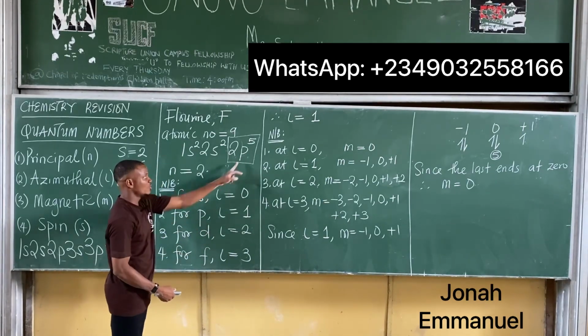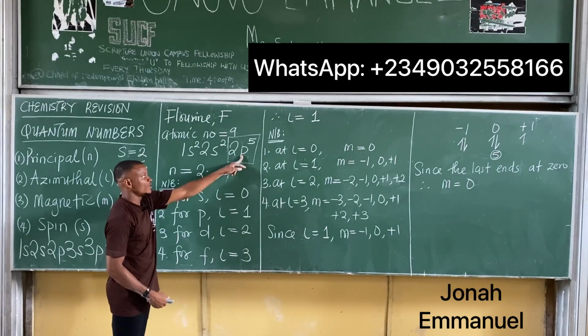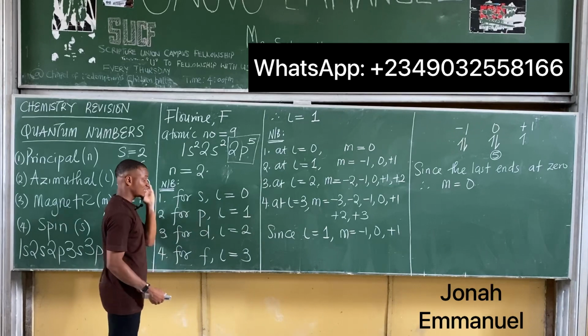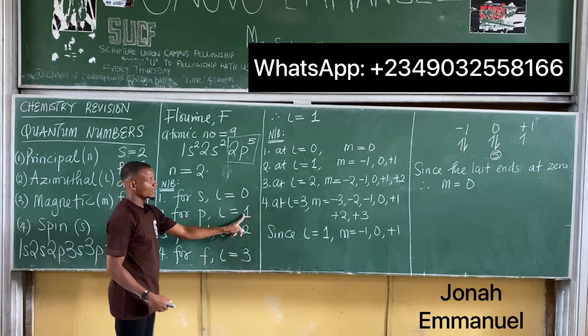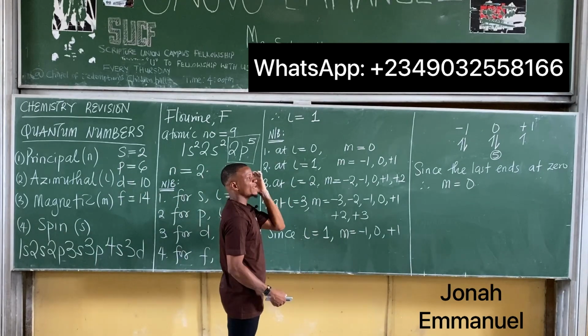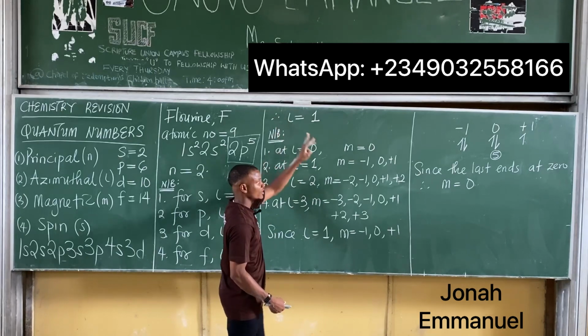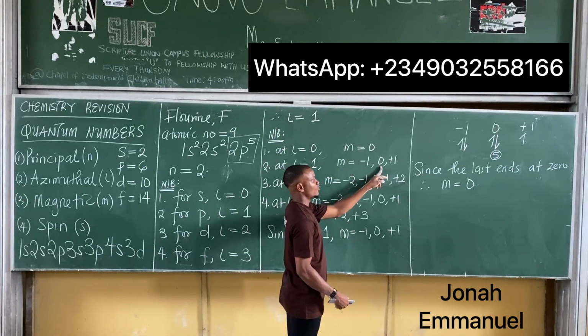Okay, so what next? Look at what you have here. I have p. It is this one that will determine the value of L. Since I'm having p here, we said L will be 1. When L is 1, M is from minus 1 to plus 1. That means M will have 3 possible values, either minus 1 or 0 or plus 1.